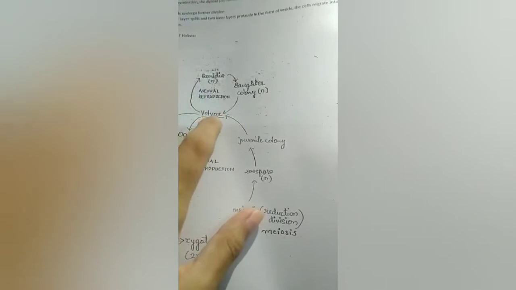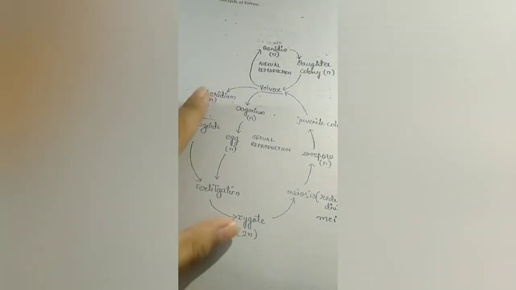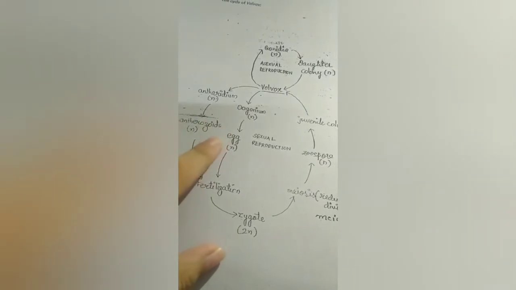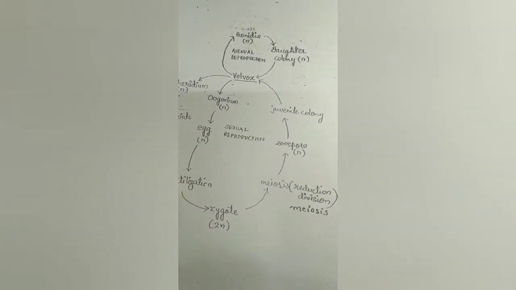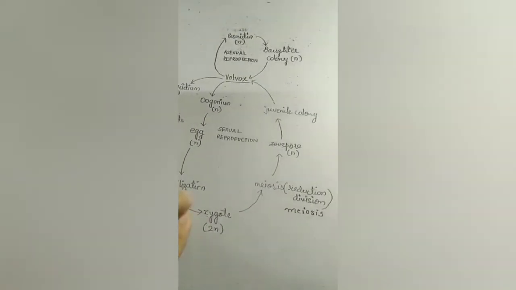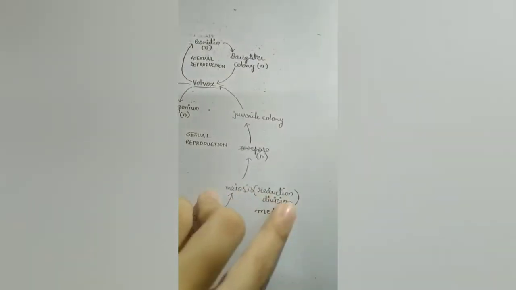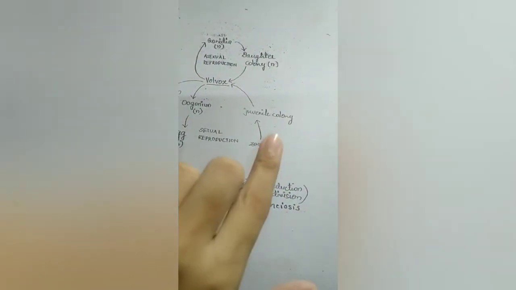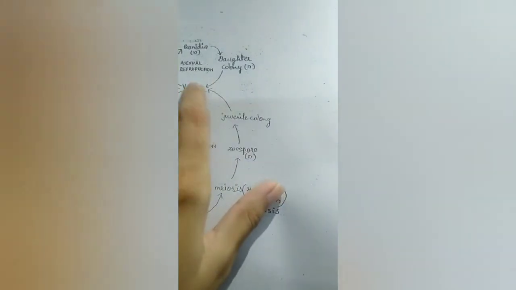This is sexual reproduction in Volvox. Oogonium is female and antheridium is male, both are n. Then in the antheridium there are antherozoids, and in the oogonium there is an egg. Then antherozoids and egg fuse with each other, and fertilization occurs. Then fertilization takes place forming the zygote. Then meiosis occurs, the reduction division. Then zoospores, then the juvenile colony, and then the mature Volvox.